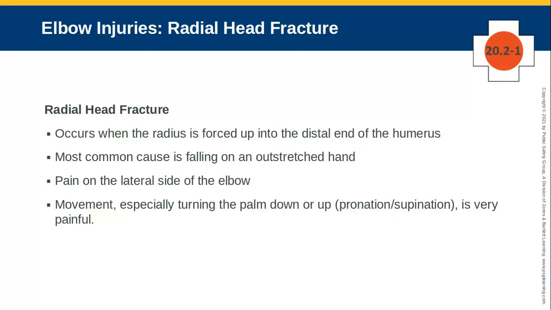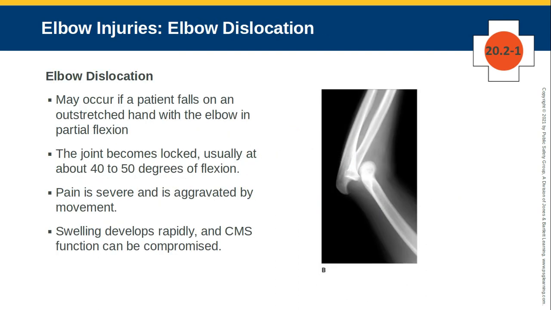If I get a fracture of the radius, the larger bone in the lower arm, that can occur because of a force in which the lower arm is forced into the upper arm, the distal end of the humerus. This could happen by falling on an outstretched hand. Movement, think about the rotation that your forearm allows. Pronation and supination is going to be very painful.